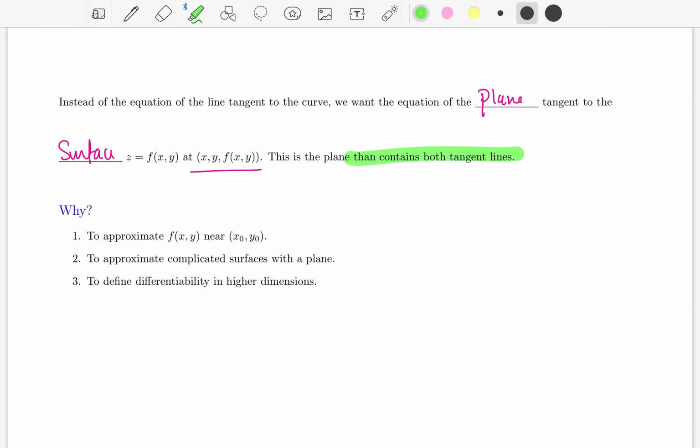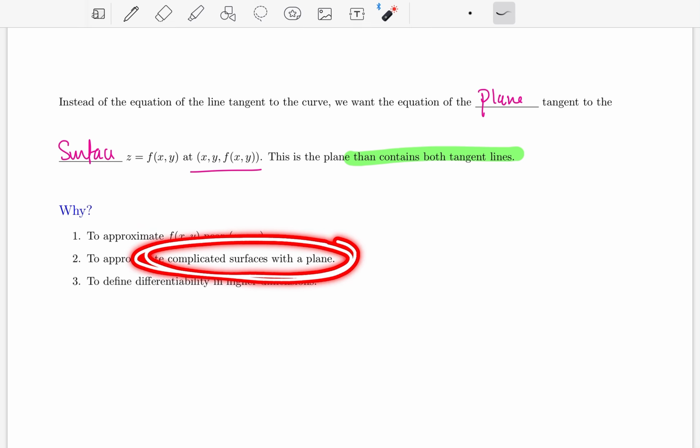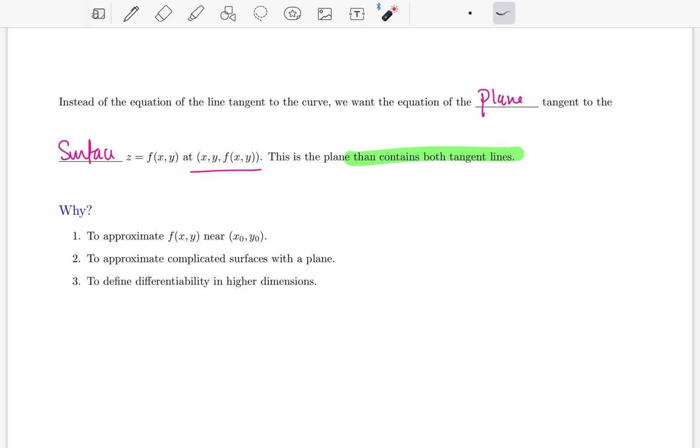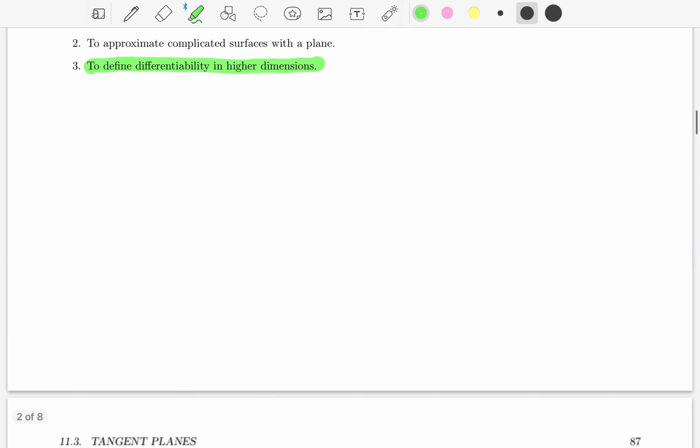Now you're wondering, why are we doing this? Well, same reasons we did it in calculus 1, maybe to approximate the function near a point. So it's easier to plug into a plane than into a complicated surface. And obviously the same idea, to approximate a complicated surface using a plane. And something that we didn't use it for in calculus 1, but now we'll use it for, is to define differentiability in higher dimensions, because it is a little harder than in one dimension, okay? All right, so let me formally define this.